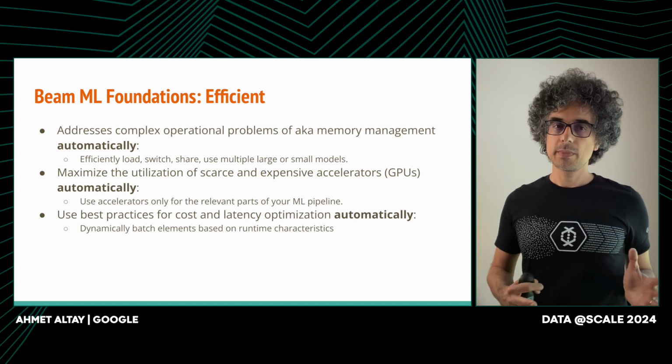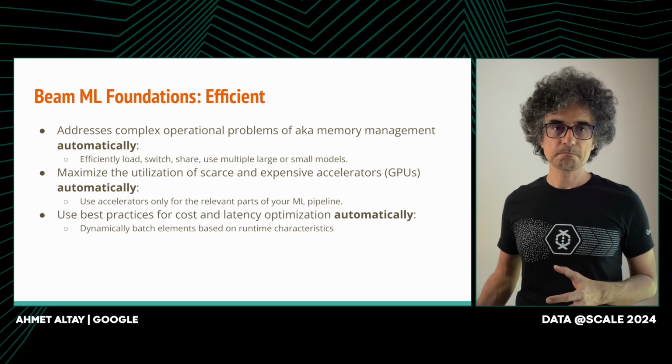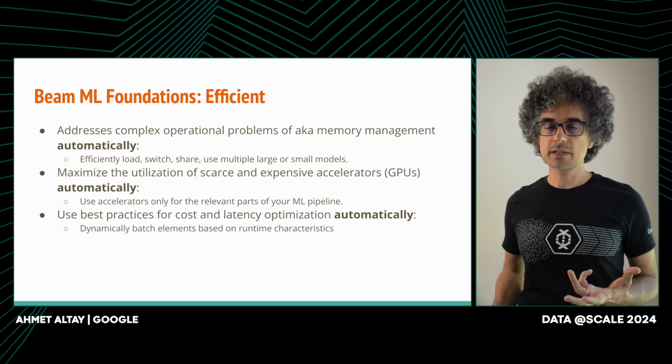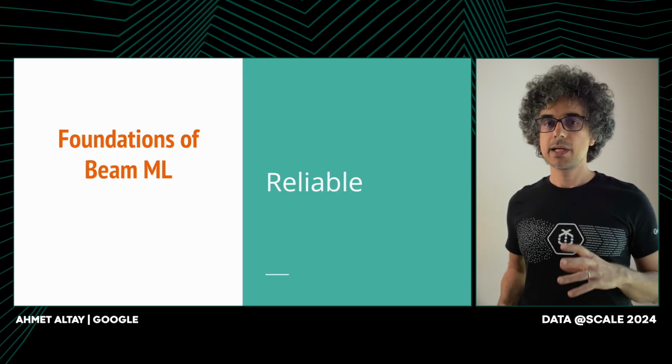For example, BeamML will dynamically batch elements based on the runtime characteristics of your pipeline. So that you don't have to think about batching, this will be done automatically for you. And finally, BeamML is reliable.